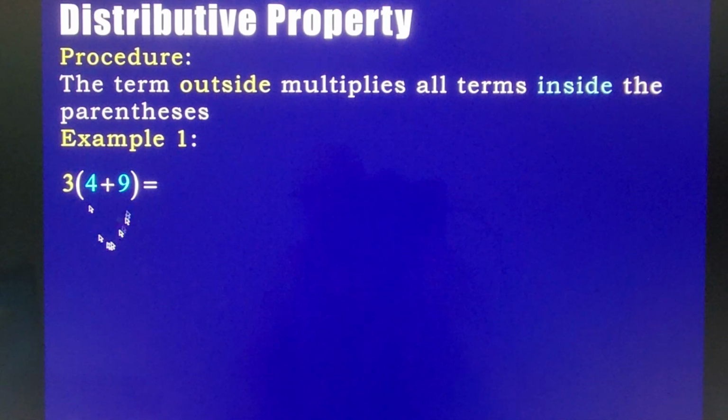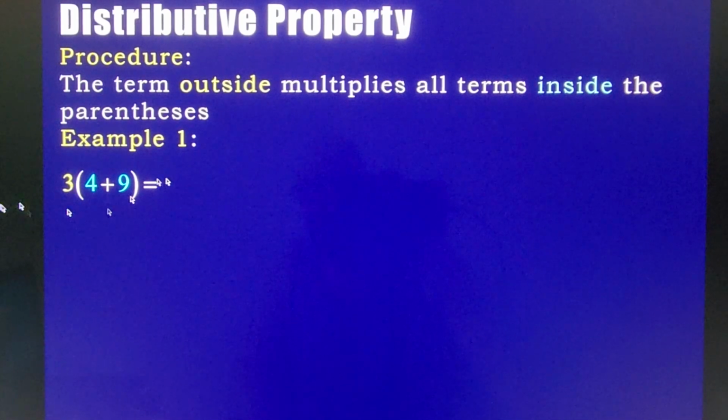So if I broke up all the boxes, then I would have 3 4s and 3 9s. That's why the term outside of the parentheses always multiplies the terms inside. If you have letters, you have anything, whatever's inside has to be multiplied by the outside. Even if the outside is a variable, that variable will multiply everything inside.